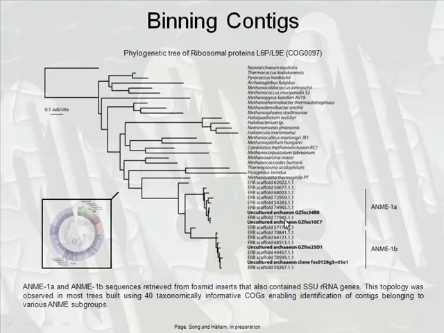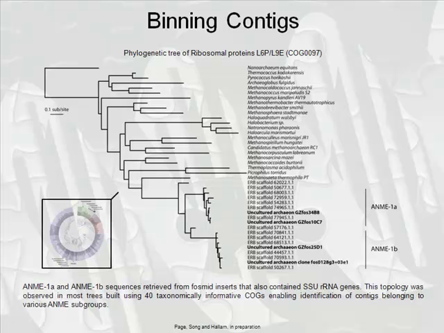And embedded in there are these large insert clones that have linkage to a small subunit ribosomal RNA gene, unambiguous taxonomic identification. So we are able to basically name this clade. We can say all of these scaffolds are associated with ANMA1A, which is a subtype. It's one peak within the ANMA1 population. And all of these over here are associated with ANMA1B. This is another peak within the ANMA1 population.